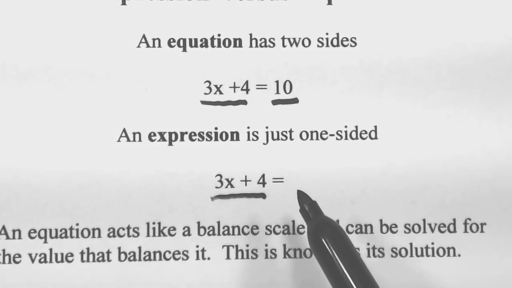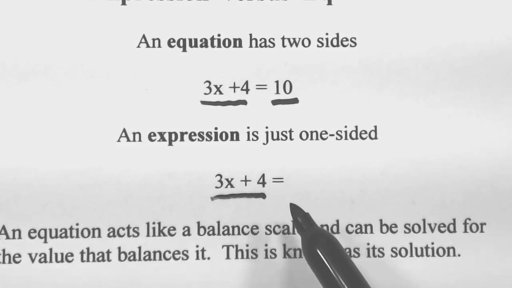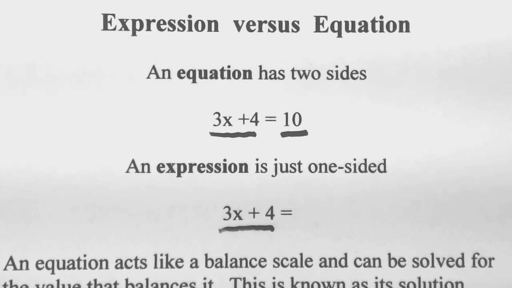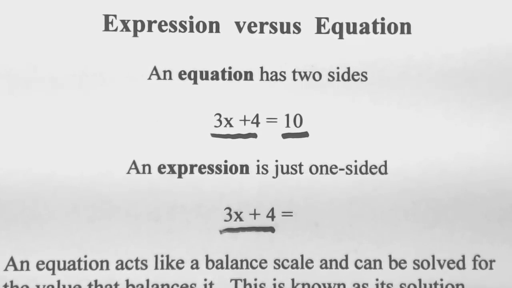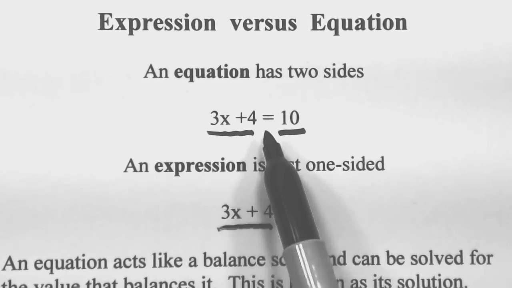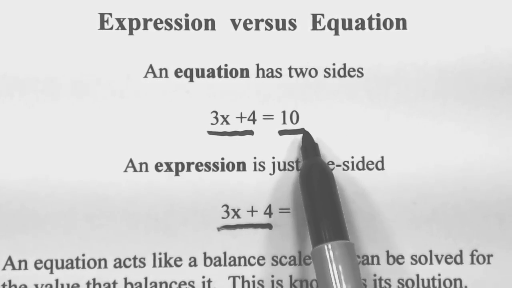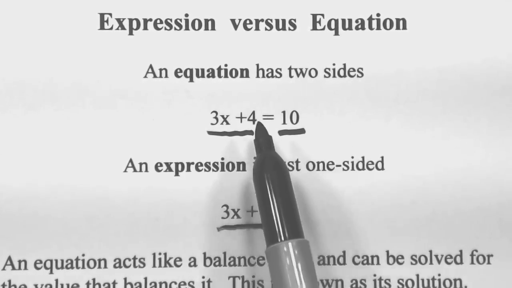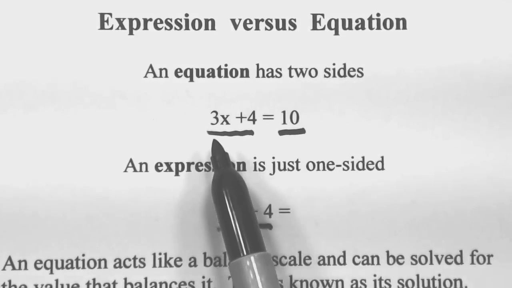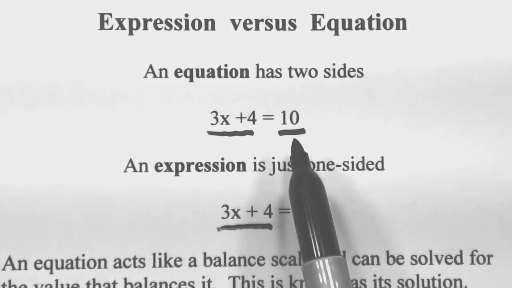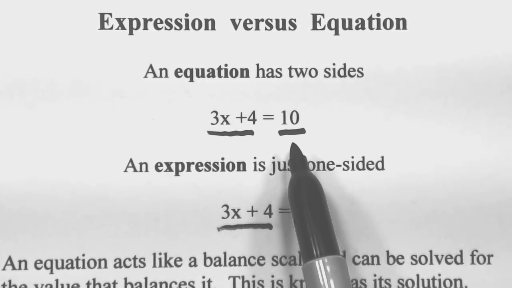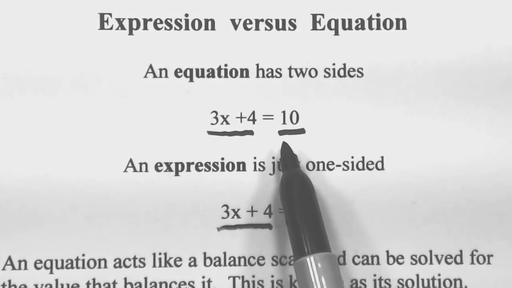A zero is a perfectly good number, like -1 or +1. So let's look at this again. An expression versus an equation. An equation has two sides, which makes it act like a balance scale. That means that we can add the same to both sides, we can subtract the same from both sides, even multiply or divide the same on both sides. All of those are operations which we'll use to solve equations like this later on.